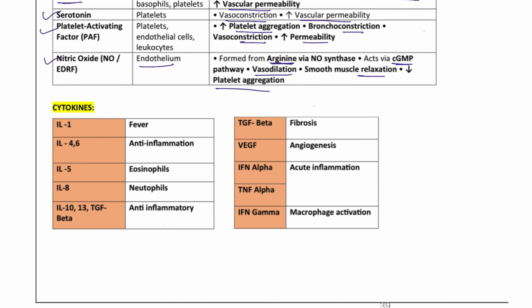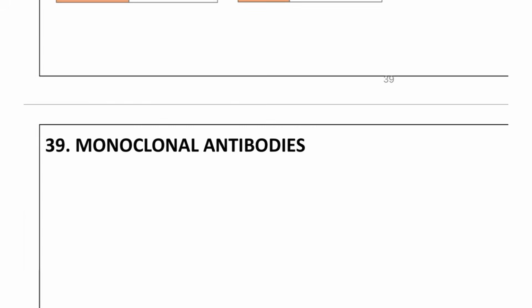And another benefit is it will decrease the platelet aggregation. Cytokines. Interleukin 1 is for the fever, 4 and 6 is for the anti-inflammation, 5 is for the eosinophils, 8 for the neutrophils, 10, 13, TGF beta anti-inflammatory. Only TGF beta is for the fibrosis and vascular endothelial growth factor for angiogenesis. Interferon alpha acute inflammation. TNF alpha is also for the acute inflammation. Interferon gamma is for the macrophage activation.